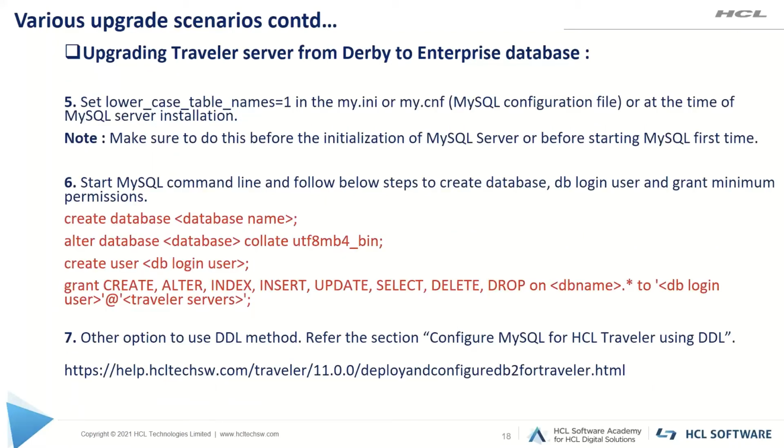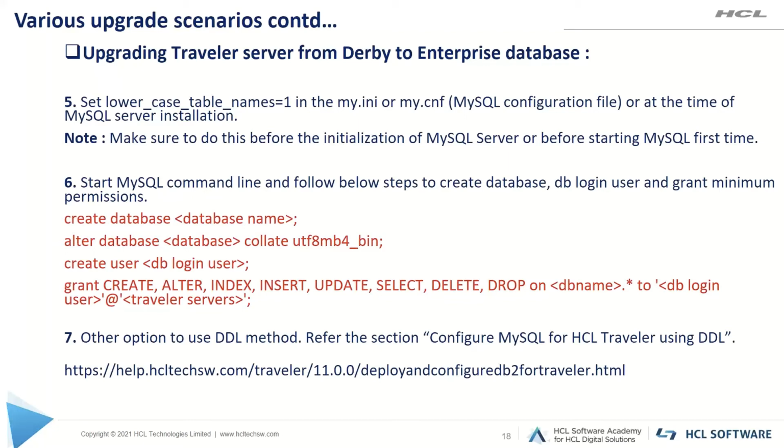Next step is to set lower_case_table_names equal to 1 in MySQL configuration file or at the time of MySQL server installation. This needs to be done after installing MySQL and before you start the MySQL server for first time. Traveler will work without this setting, but it is generally recommended by MySQL, moreover for MySQL on Linux.